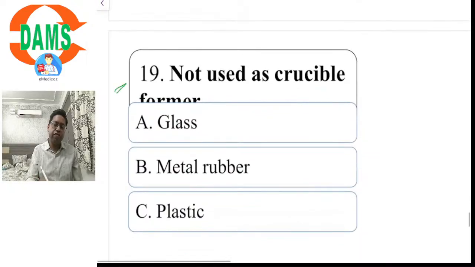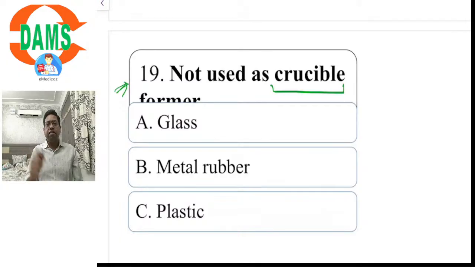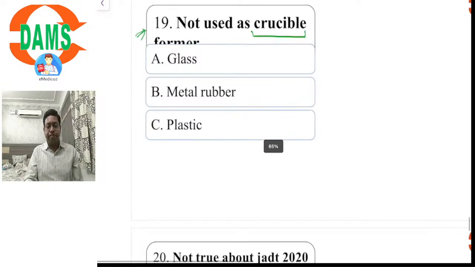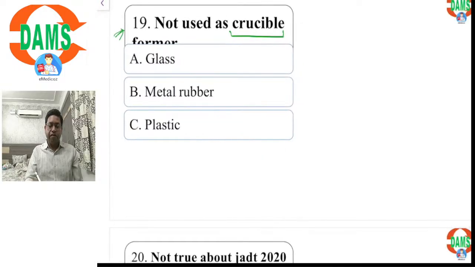I think this is not related to my subject. Not used as a crucible former. Crucible former: whenever we do casting, we use a crucible to place the molten metal inside it. Glass, metal, rubber, or plastic. Okay, plastic crucibles are there, but it should be metal, rubber, and glass. Normally, we do not use glass crucibles. Metal, rubber, and plastic crucibles are the ones that are used.